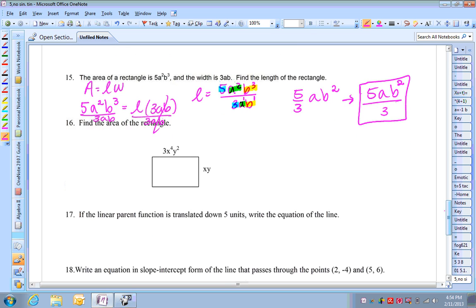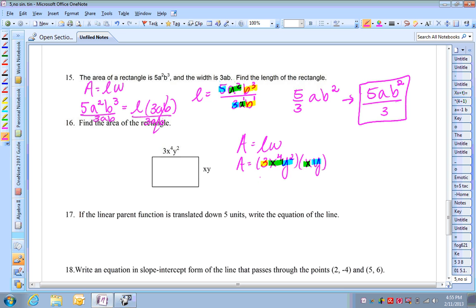On problem 16, they want to find the area of the rectangle. And remember, the area formula for a rectangle is length times width. So we're just going to plug in. Our length is 3 times x to the 4th y squared times xy. And when we multiply, we're going to multiply our coefficients, which in this case are 3 and then 1. That's assumed to be there. And then our x terms, and then our y terms.